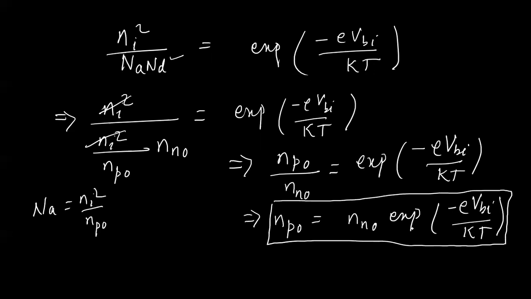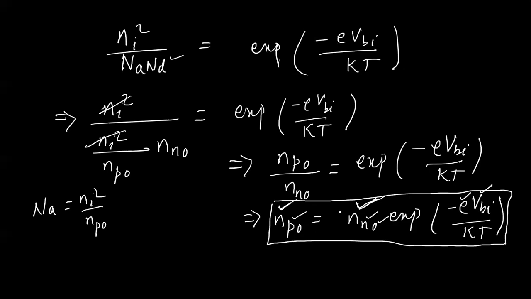Np0 equals Nn0 exponential of minus eVbi by kT. Nn0 is the majority electron concentration in the N region in thermal equilibrium, multiplied with e to the power minus eVbi divided by kT. So these are all known variables. If you substitute these values, then you can find the minority carrier electron concentration in the P region.